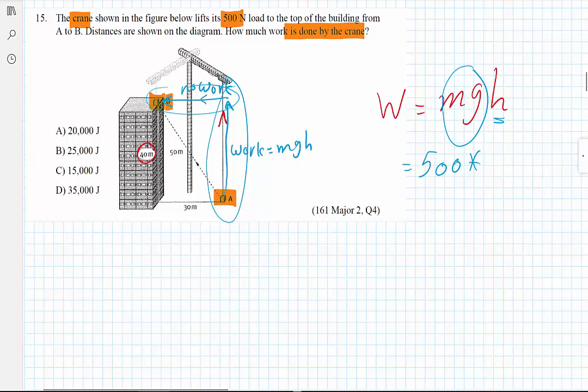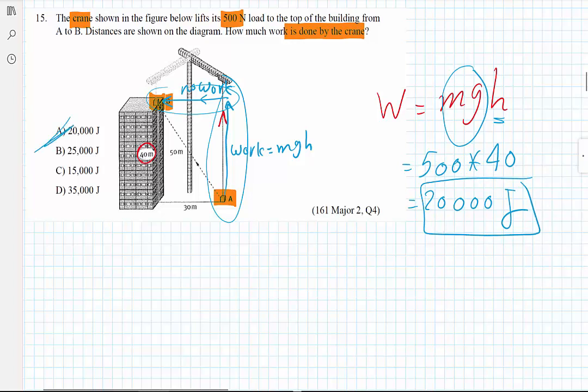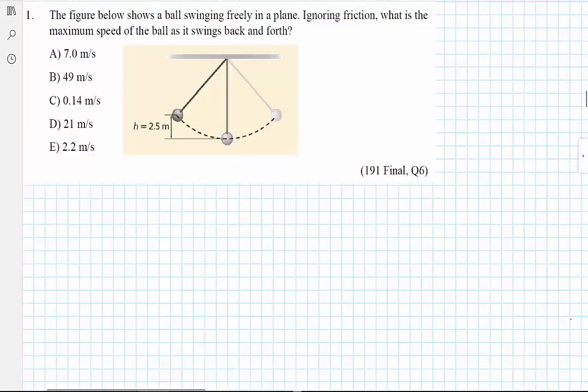So the work is the mg, which is 500 Newton, times the height, 40 meter. The result is 20,000 joule, assuming 100% efficiency. In this problem, the figure below shows a ball swinging freely in a plane, ignoring friction. What is the maximum speed of the ball as it swings back and forth?